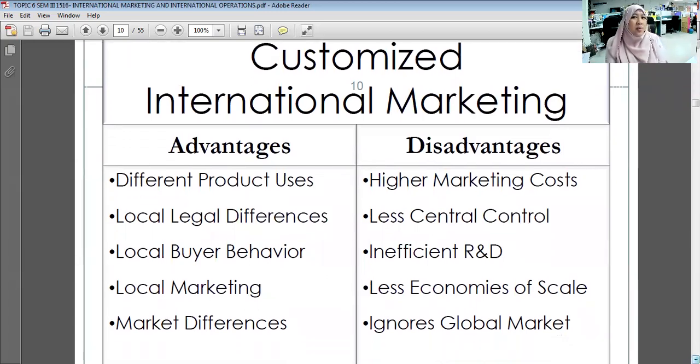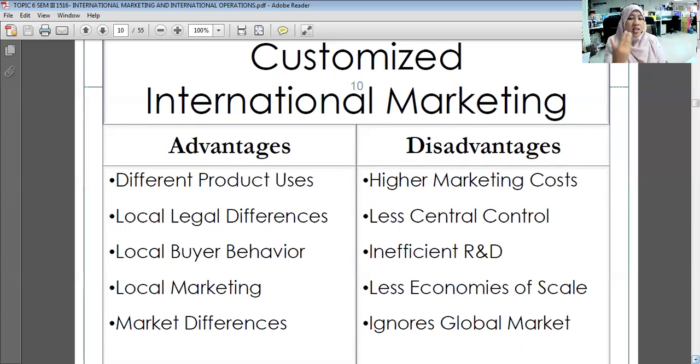I told you before, right? The disadvantage of the standardized approach becomes the advantage of the customized one. So what is this? For customized, there are different product uses. Let's say a simple example: everybody here uses shampoo, right? We may have the problem of dandruff. We cannot use a common shampoo, because one shampoo is not for all. So you have to use an anti-dandruff shampoo, right? That means different product uses.